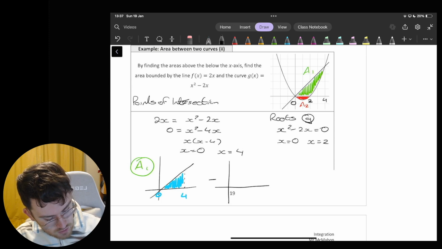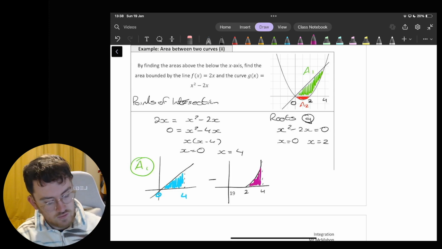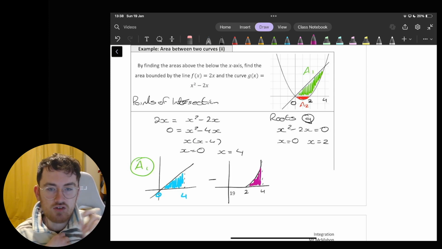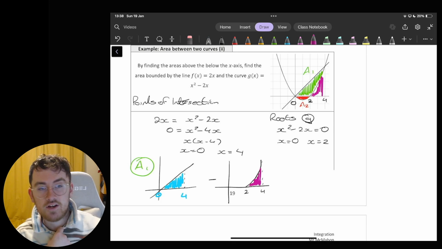We are then going to subtract from that the region below the curve from 2 to 4. Okay, so we're going to subtract from that this region below the curve from 2 to 4 to give me that green region that I need inside here. So essentially this is the kind of purple region that I'm talking about here.